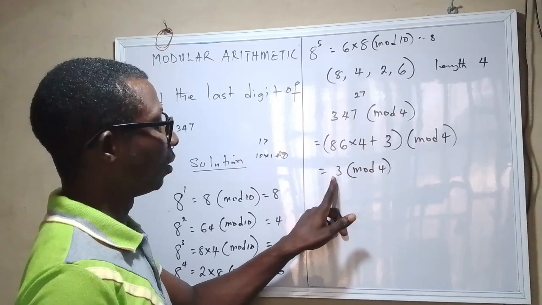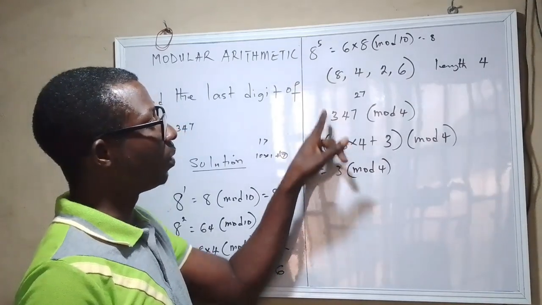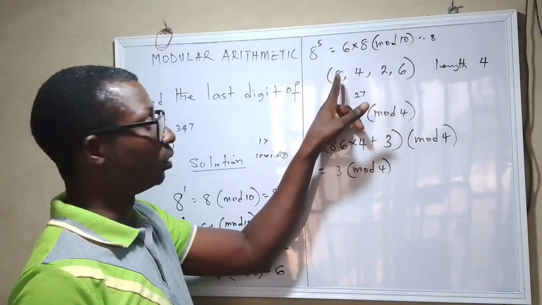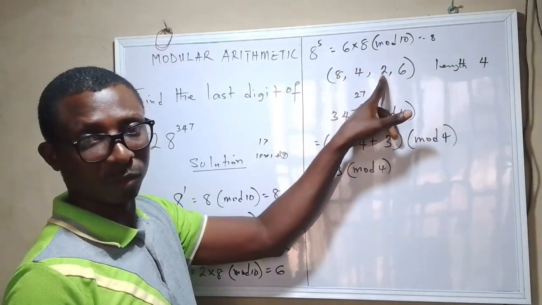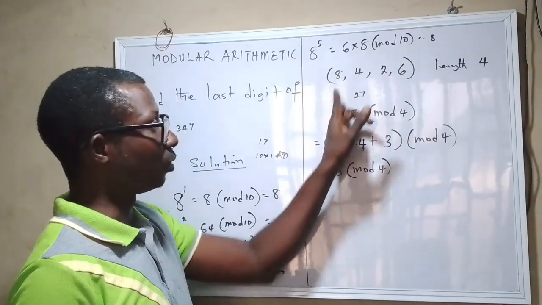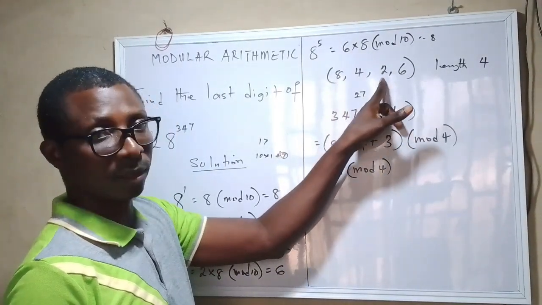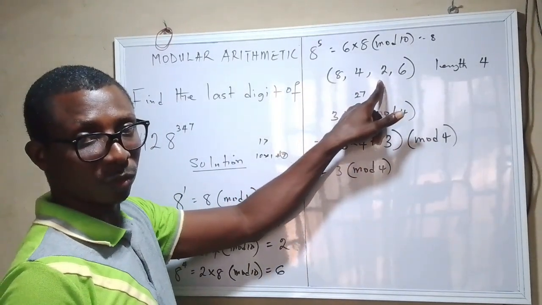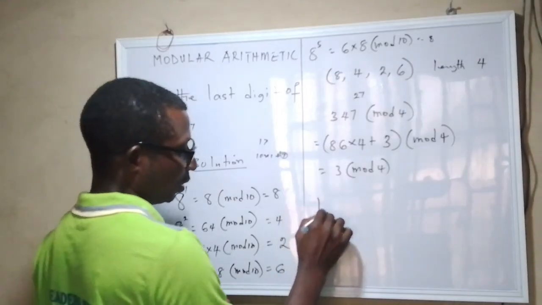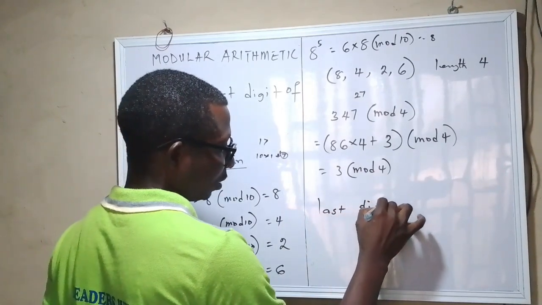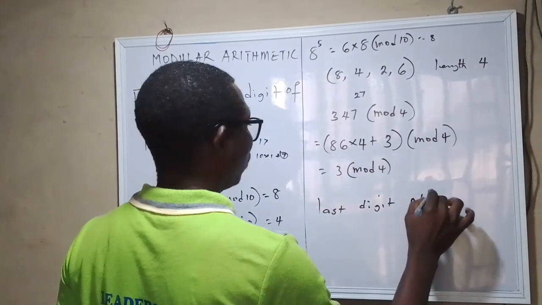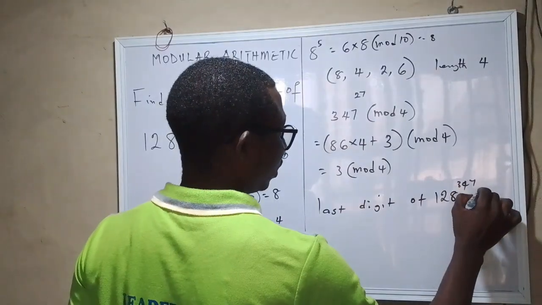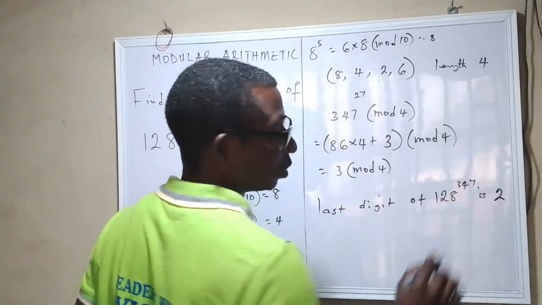Okay, so now this 3 will come here and count the digits at position 3. So this is the first one, the second one, the third one. So now 3 is here. You come here, count 3: 1, 2, 3. So the last digit of this number is going to be 2. Alright, so the last digit of 128 raised to the power of 347 is 2. So that is going to be the answer.